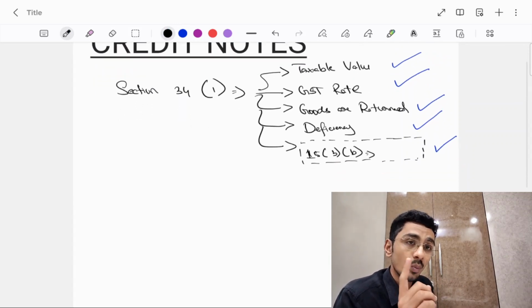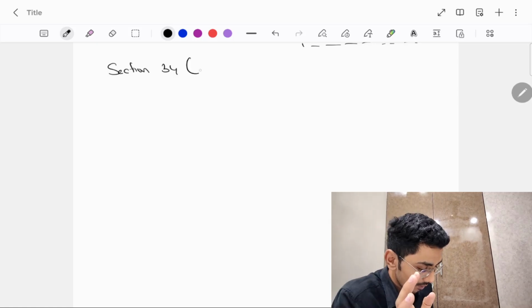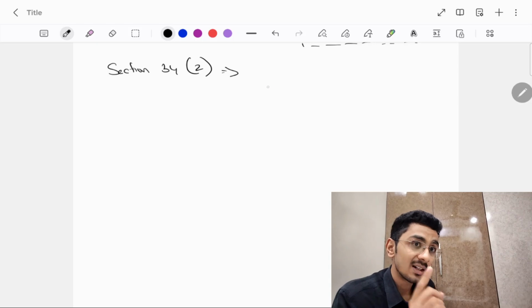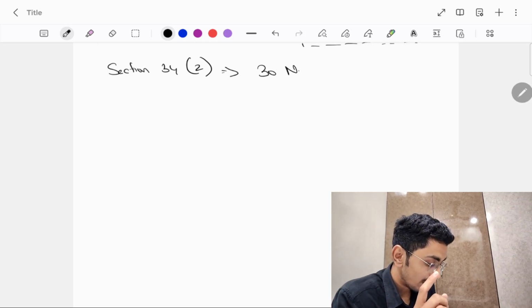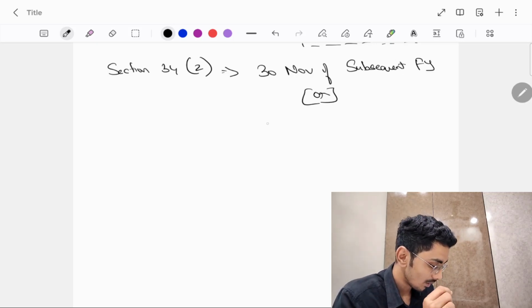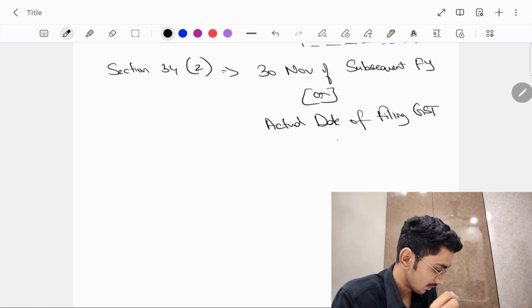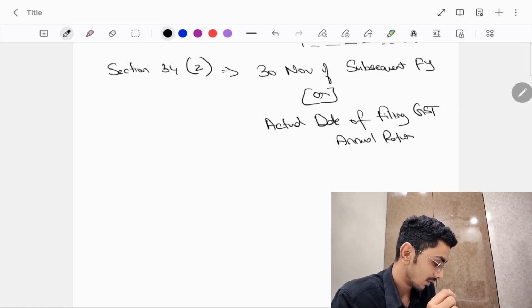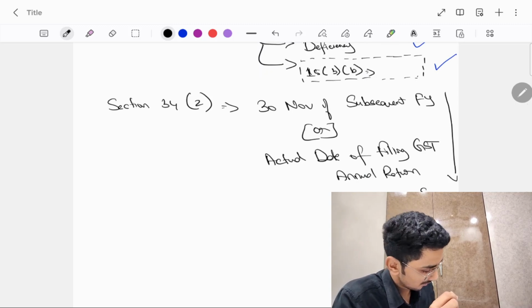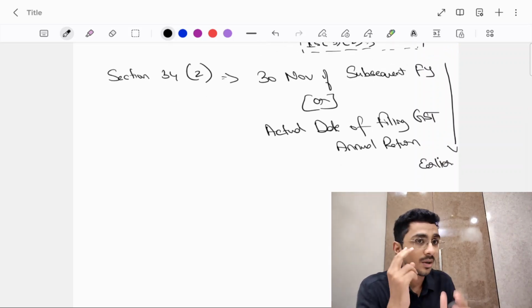Now, there is just one more condition which you have to fulfill. That is, in the same section, subsection 2, which tells that you have to raise the credit note by 30th November of the subsequent financial year, or the actual date of filing the GST annual return, whichever is earlier in this case.